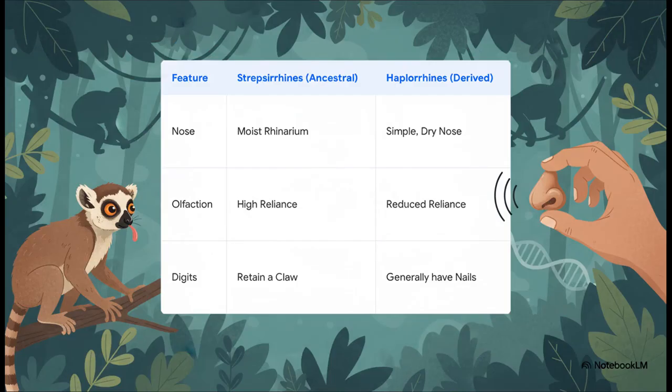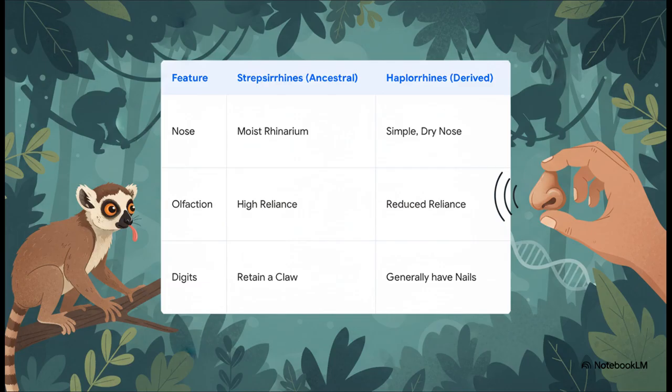This table right here really cuts to the heart of that big split. On one side, you've got the Strepsirhines. Think lemurs. They hang on to more of those, let's call them ancestral traits. For instance, they have that wet nose, which is called a rhinarium, and it's linked to a super powerful sense of smell. Plus, they still have a claw on one of their digits.